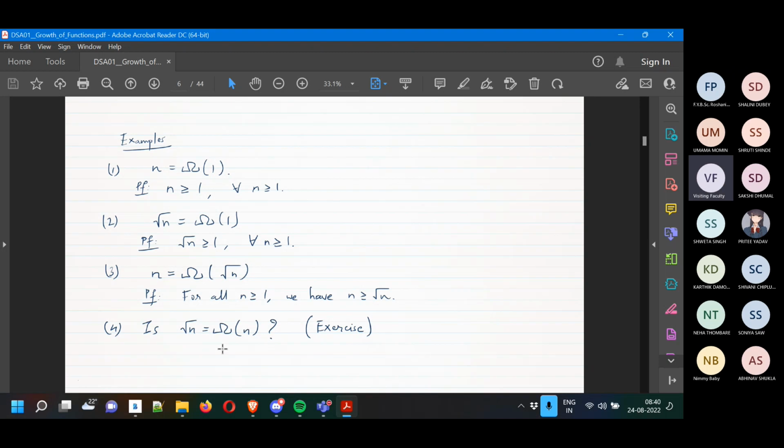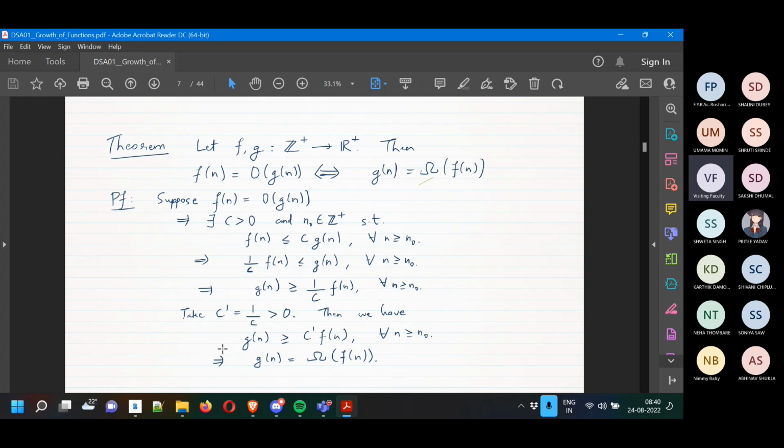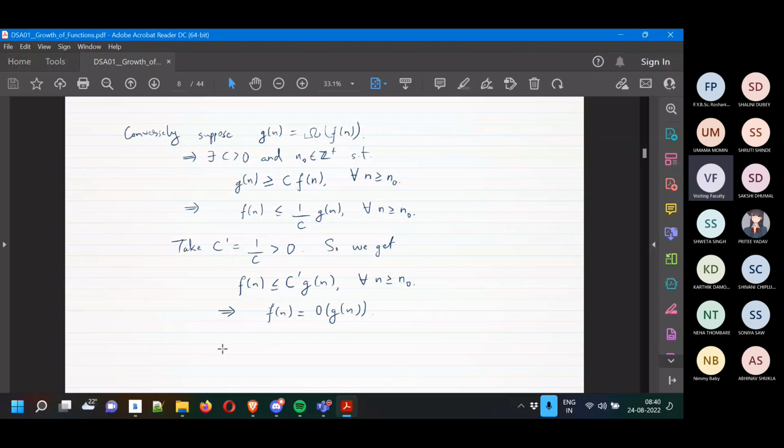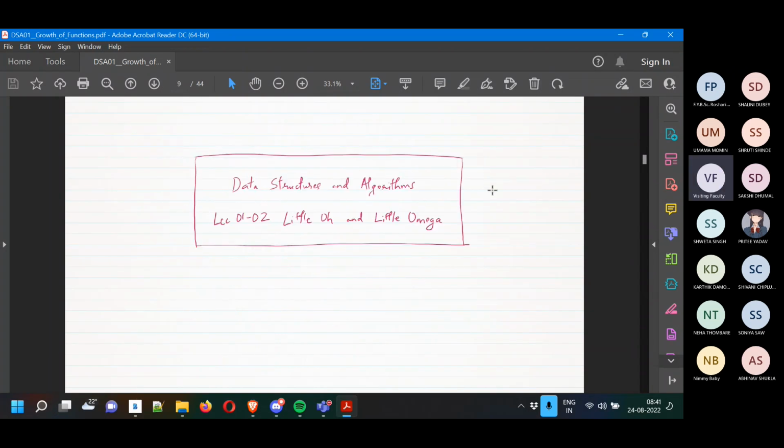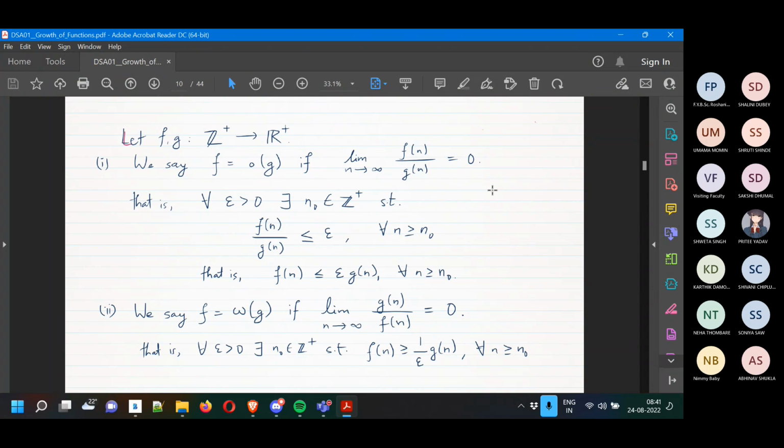Now is square root n equal to omega n? Omega should be thought of as greater than or equal to. So is square root n greater than or equal to n up to constant multiple? Again, the answer should be no, and again, the proof should be by contradiction. So try writing this on your own. This is another homework. Now these are two theorems that I have actually proved, which show that f(n) is big O g(n) if and only if g(n) is big omega f(n), and likewise for little o and little omega.